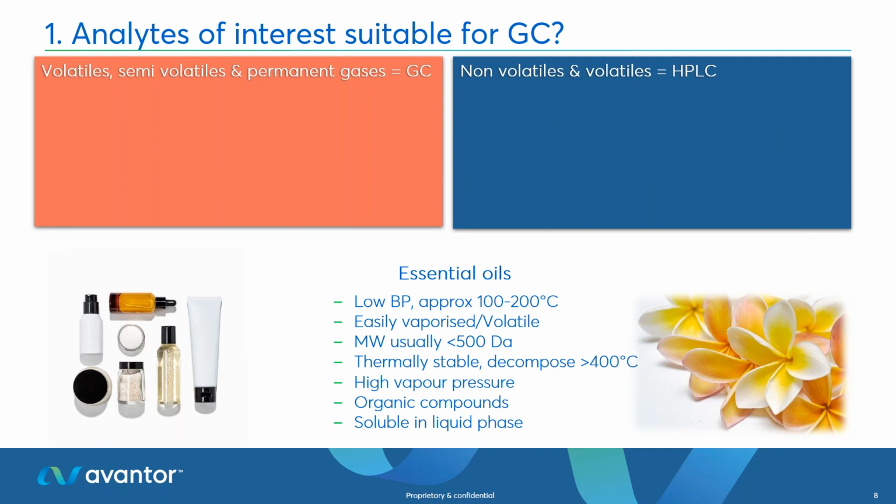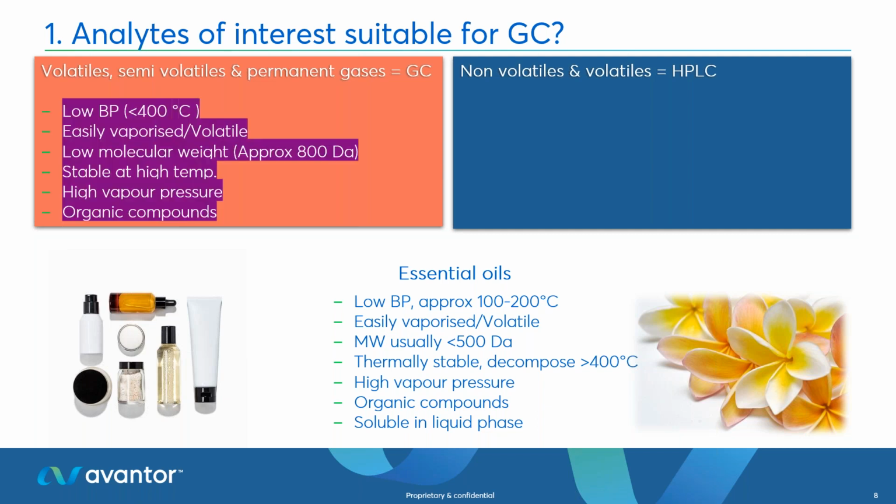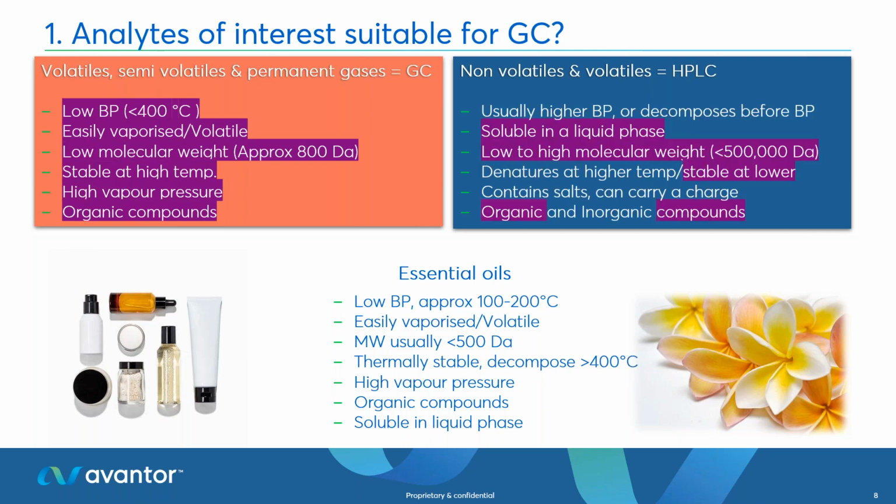So when we look at essential oils, they've got low boiling points, approximately 100 to 200 degrees, easily vaporized, low molecular weight, stable within a certain range of temperatures. Then we've got high vapor pressure, organic compounds, and they're soluble in a liquid phase. So they work really well for GC, but we can still analyze them for HPLC.